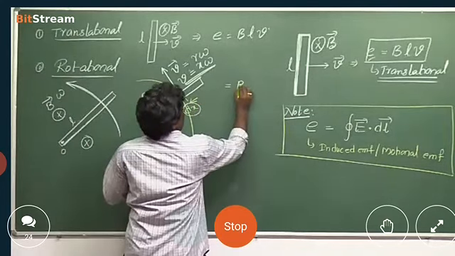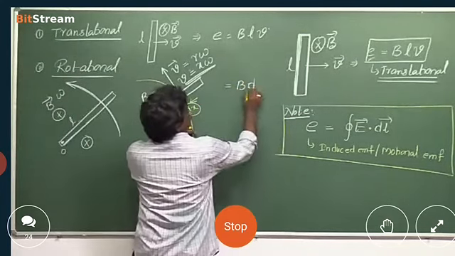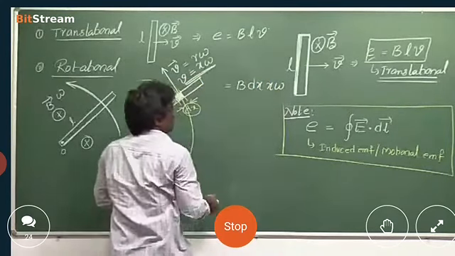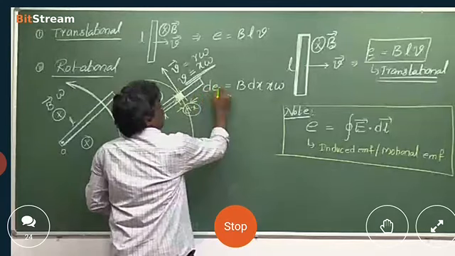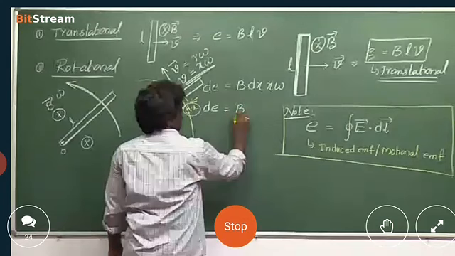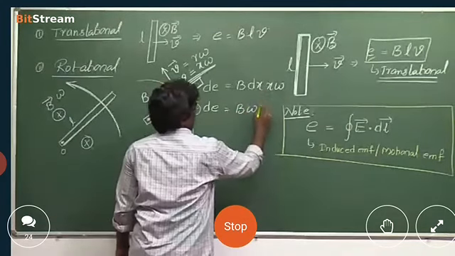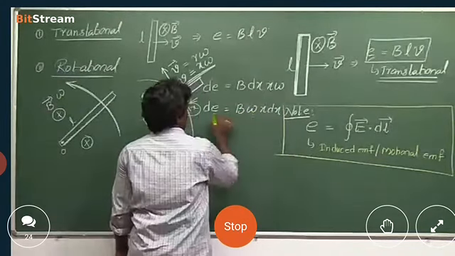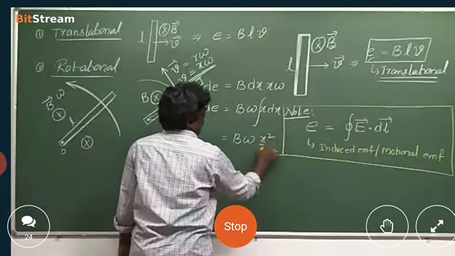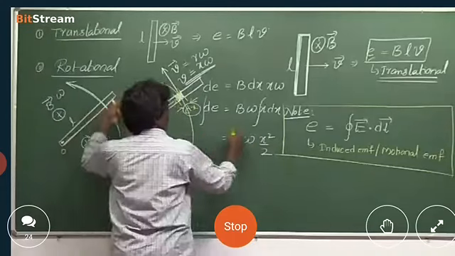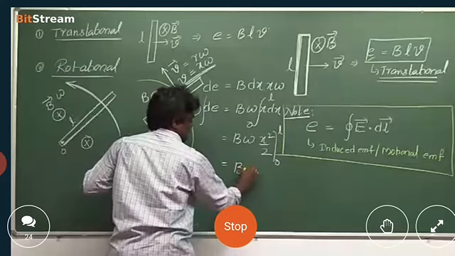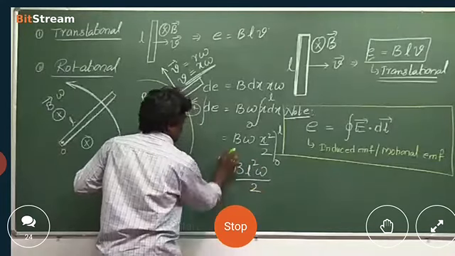Then induced EMF is equal to B. What is the length? dx. What is the velocity? x omega. Is it a total EMF or elementary EMF? Elementary EMF. dE is equal to B omega x dx. So integral, B omega x square by 2. Your length is from where to where? 0 to L. So B L square omega by 2.